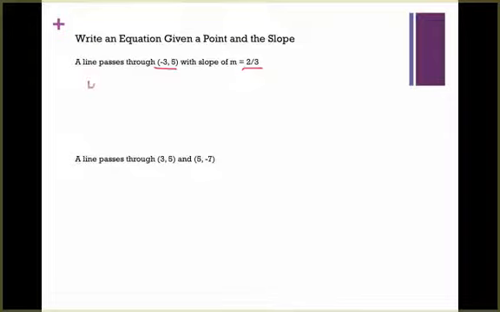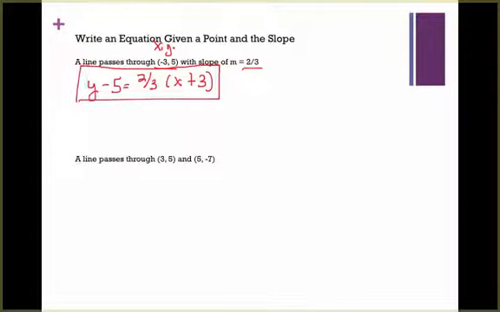So let's take y minus y1. Again, my point is my x1 and my y1. So that would be y minus 5 equals m, which would be 2/3, times (x minus my x1, which is -3). But minus -3 would be +3.